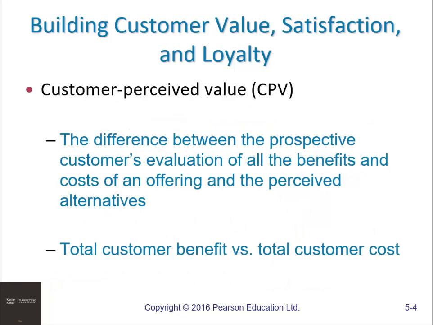Building customer value, satisfaction, and loyalty. This is known as Customer Perceived Value, or CPV. It's the difference between the prospective customer's evaluation of all the benefits and costs of an offering and the perceived alternatives. Total customer benefit versus total customer cost.